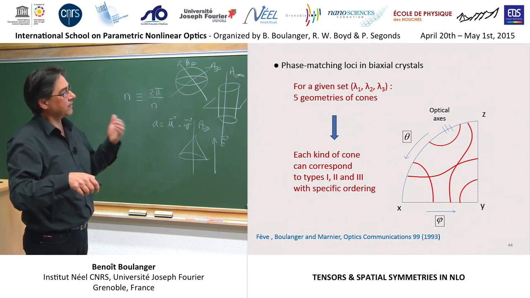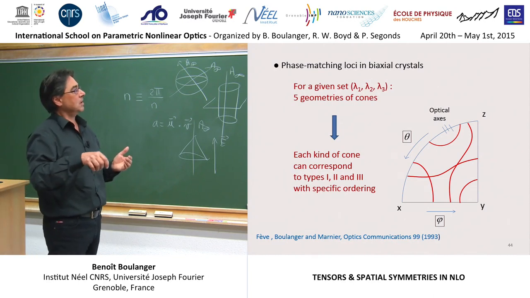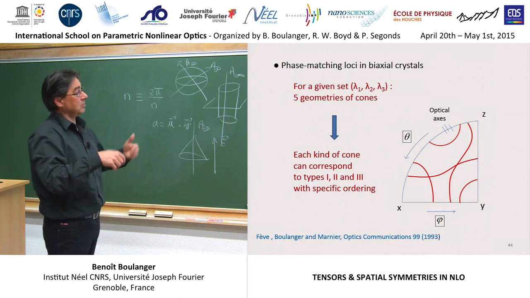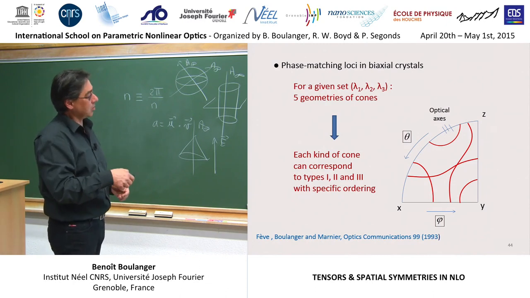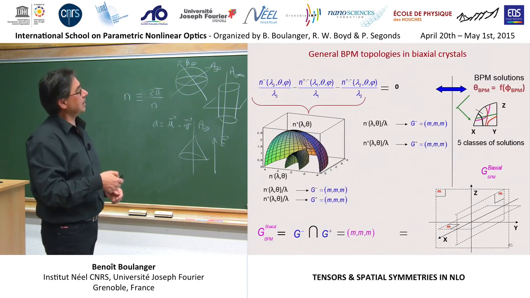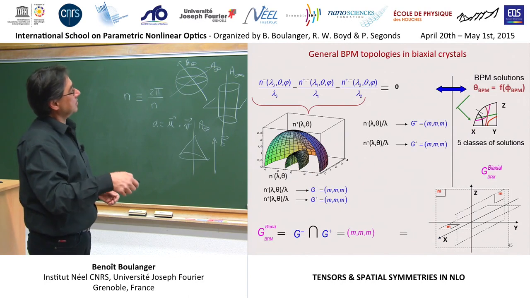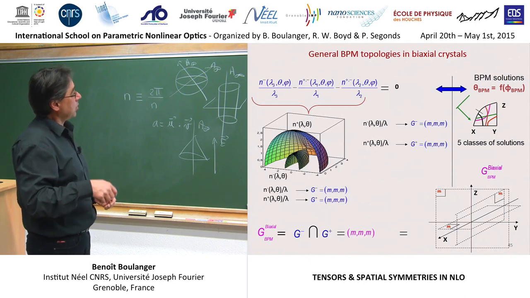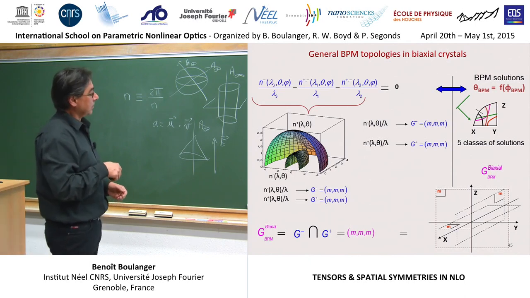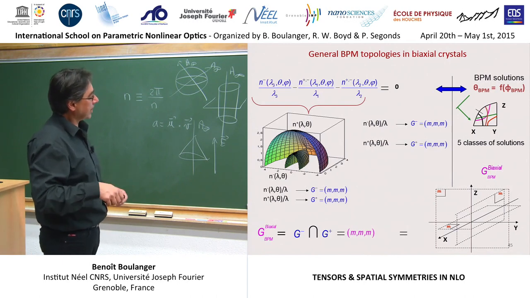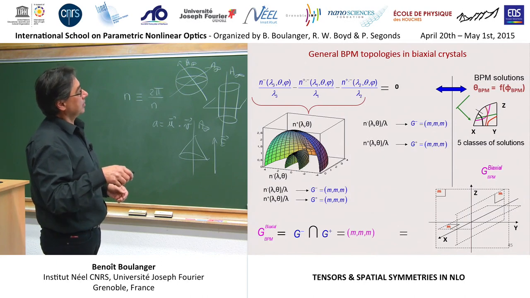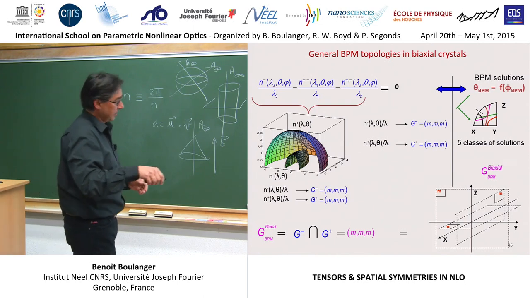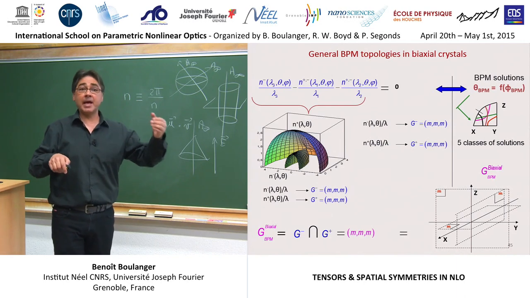Now for biaxial crystals, I told you yesterday that we have five possibilities of junctions of the principal planes, five types of morphology for the phase matching cones. So if we do the same job as for the uniaxial optical class, now we work with these more complicated surfaces. And if you do the job for biaxial crystals, you find in any case the group mmm.